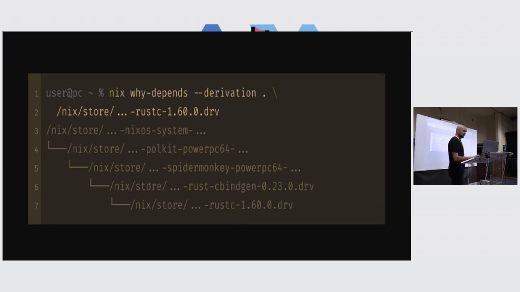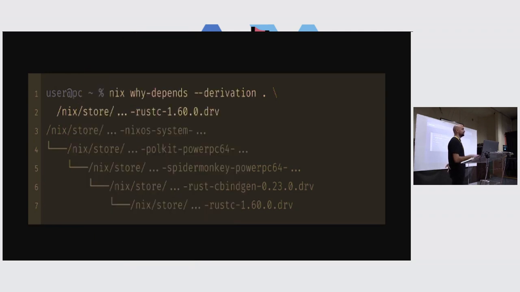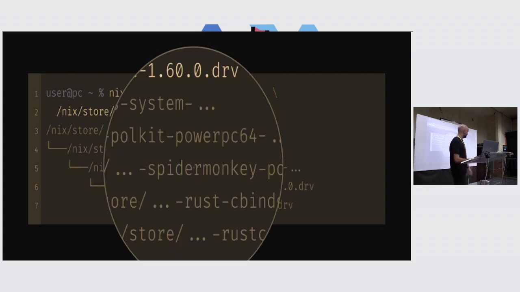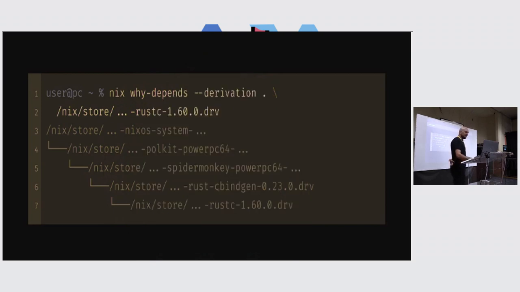For the first one, another very handy Nix command. I'm going to ask Nix, why do I depend on this version of rustc? And Nix is very nice and tells us that my package is a NixOS system, and I depend on polkit, which is a daemon that authorizes some users to do privileged stuff. The rules are written in JavaScript because God knows why. So this needs a JavaScript engine, which is SpiderMonkey. And SpiderMonkey depends on a Rust project, here is rust-cbindgen. This is kind of weird because from the manual, it seems polkit is disabled by default.